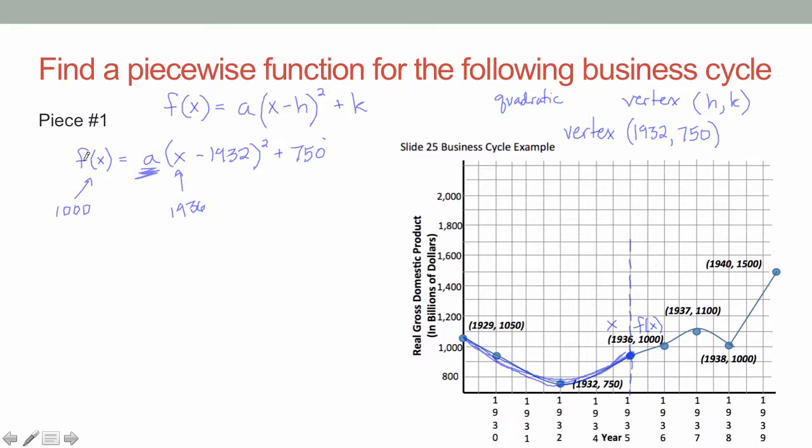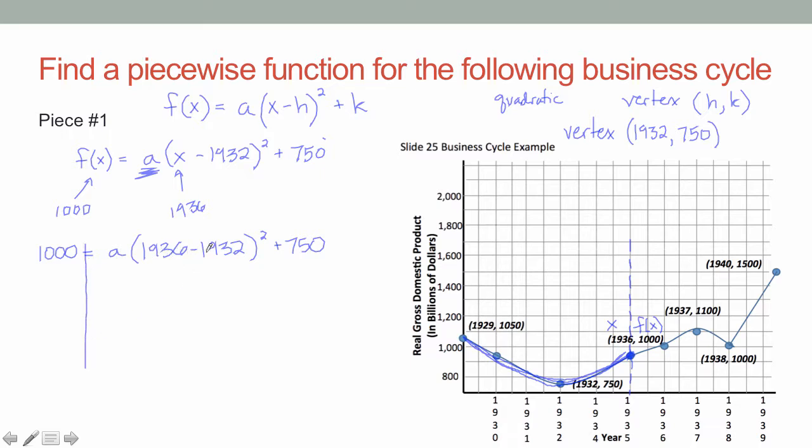So what ends up happening is we know everything. We get an equation like this: 1000 equals a times (1936 minus 1932) squared plus 750. Now look what we got. We have a whole equation, and the only thing I don't know is this value for a, but we can solve that. We know how to solve an equation to figure out what a needs to be. So let's do some work and solve for a.